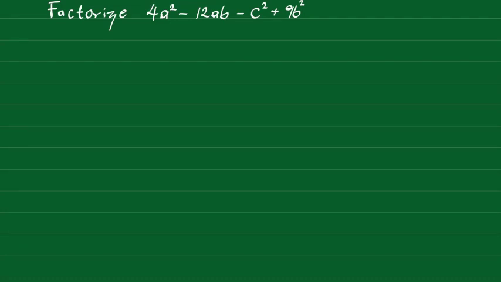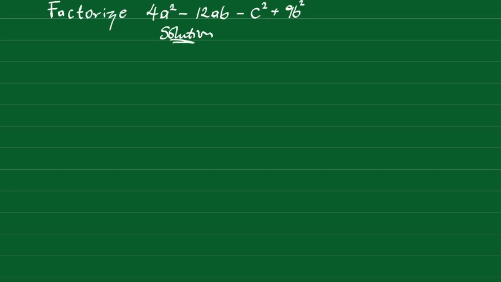Today we have a question from JAMB 1989, question 21, where we are asked to factorize 4a squared minus 12ab minus c squared plus 9b squared. Quickly, we dive into this by writing solution.